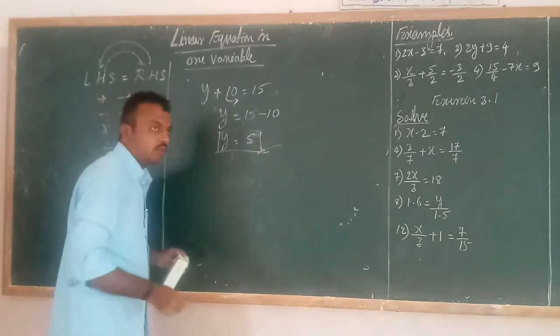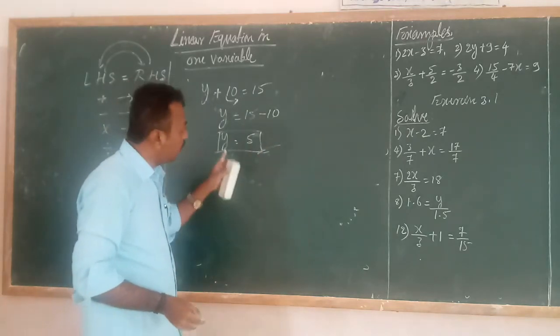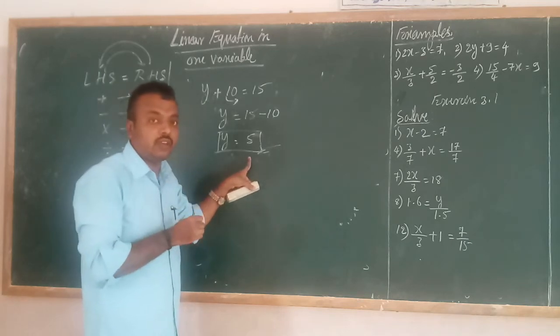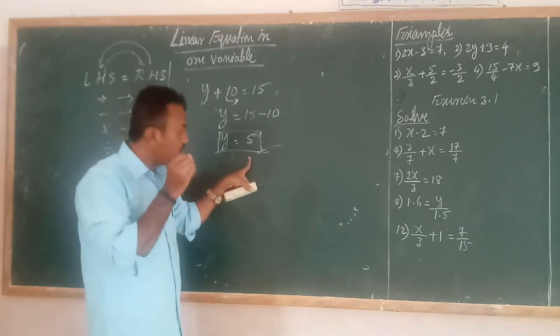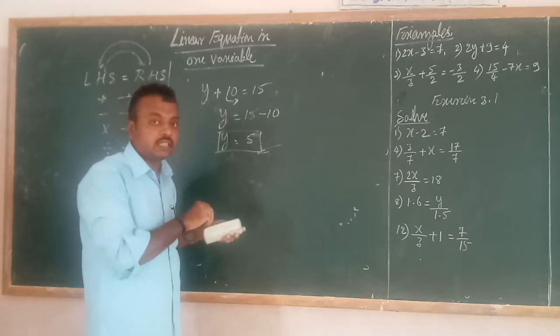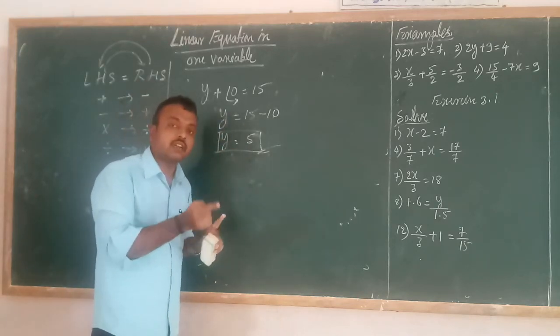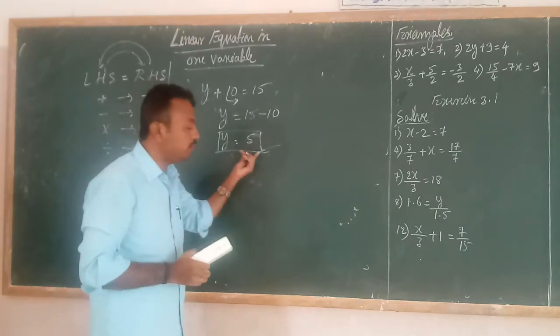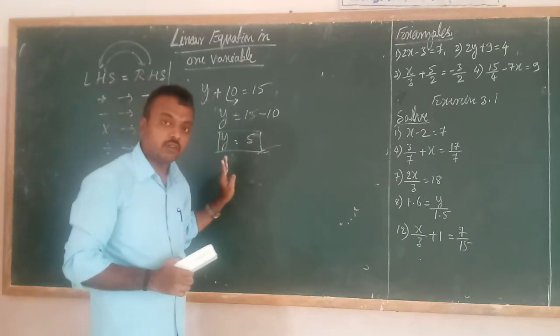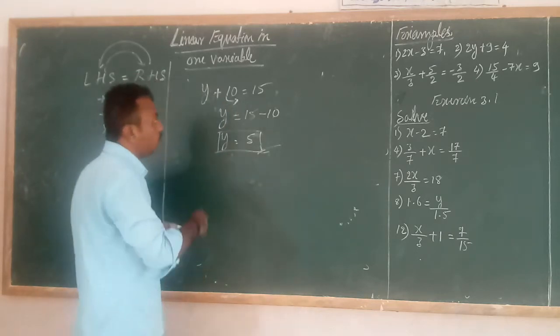The verification is over. Like that, after finding the value of the unknown variable, you have to substitute it in the given equation. If the LHS and the RHS are the same, then our answer is correct. If it is not equal, your answer is wrong. Got it? So I will take another example.